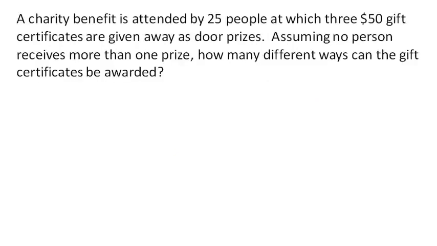So a charity event is now attended by 25 people, at which three $50 gift certificates are going to be given away as door prizes. How many ways can we do this? Now, notice that all three prizes are the same here. So we could go with the basic idea of saying, okay, we have three people, there are 25 possibilities for the first prize, 24 for the second, and 23 for the third. Or in other words, there are 13,800 different ways that we could pick three people from our crowd.